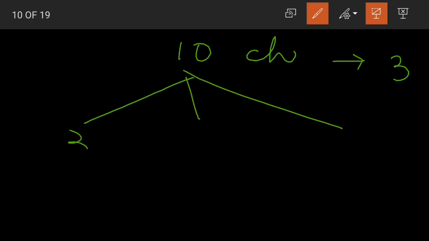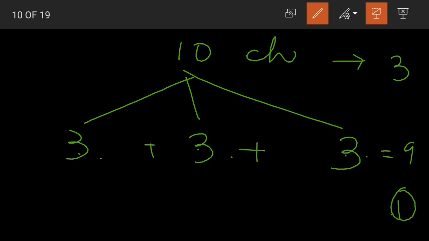I'll take a small example and explain this. Suppose there are 10 chocolates which need to be distributed among 3 children. So how will you distribute? 3, 3, 3. 3 plus 3 plus 3 becomes 9, and 1 will be remaining. So this is our remainder here.